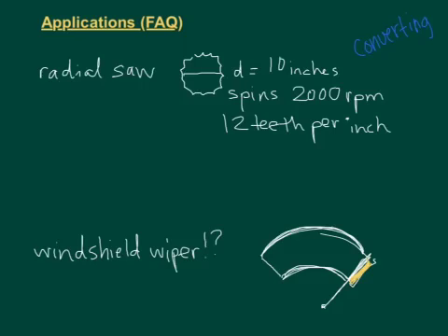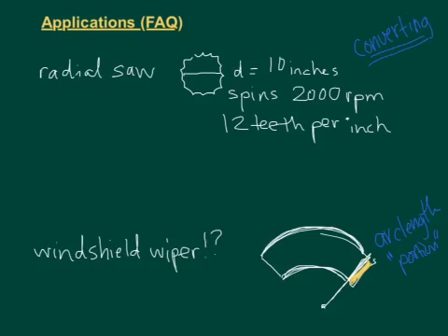The windshield wiper problem actually is, while we're talking about planning, not really a problem about conversion, more so it's a problem about arc length, or the idea of a portion of a circle. Really, it's not a portion of the circle's length or circumference, but area. We'll get to that in a second.